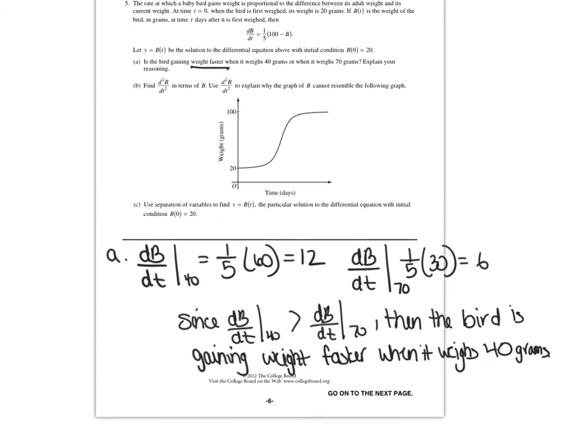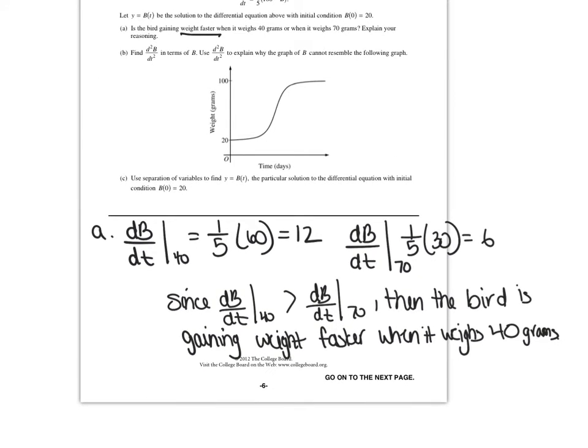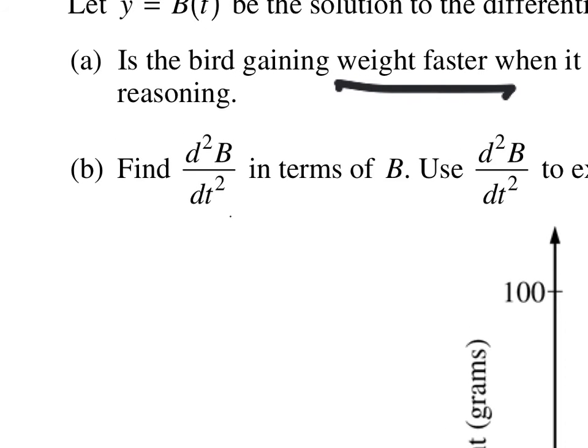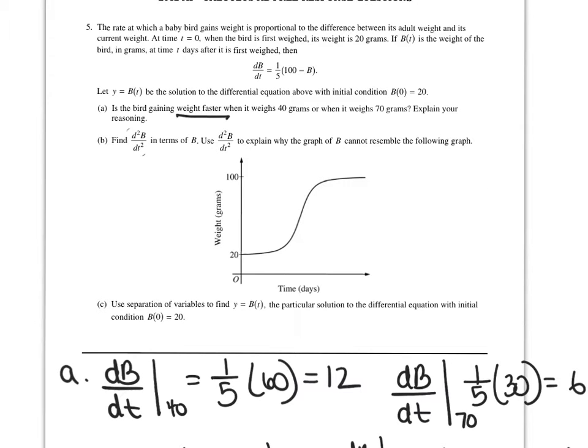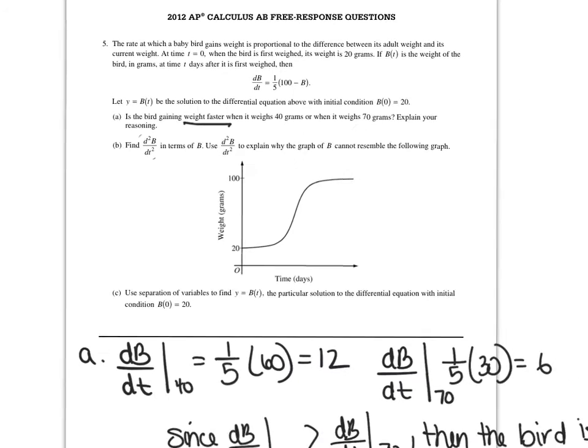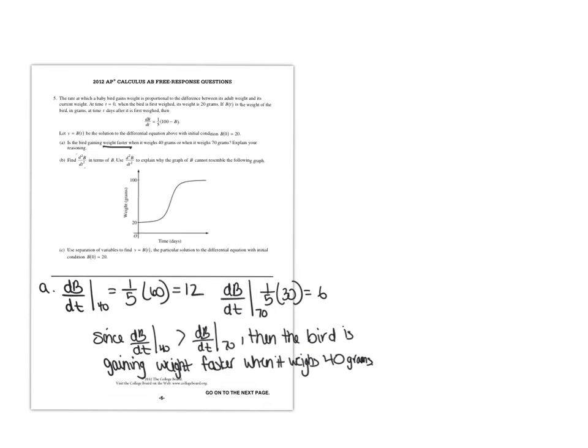Okay, part B, find the second derivative. So you see that d2B, this right here, that's our notation for our second derivative. You guys have seen that in terms of B. And we're going to use that second derivative to explain why the graph of B cannot resemble the following graph. So we're going to start by finding our second derivative. If this is our first rate of change, the change in the bird's weight with respect to time, it is given as 1/5 times (100 minus B).